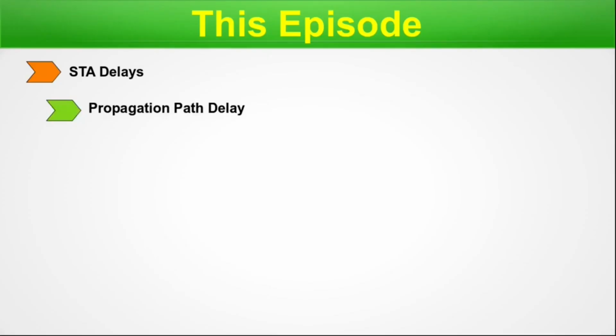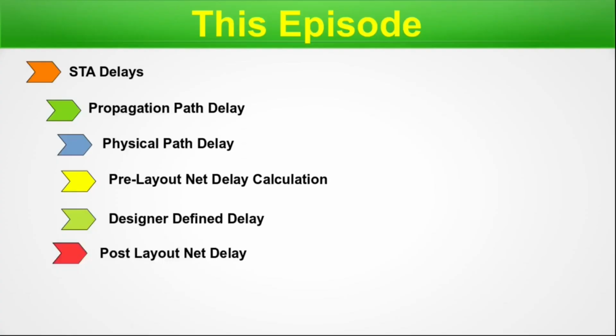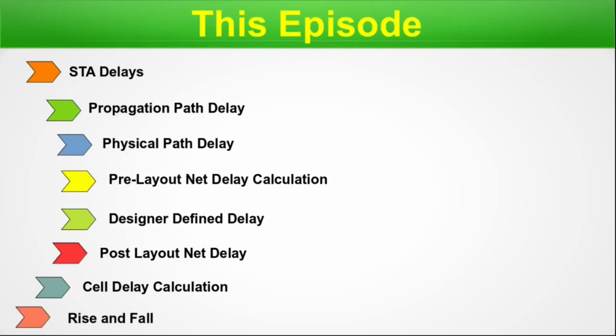So here goes our menu for today. First, we talk about STA delays. Next, we will talk about propagation path delay. We will explore physical path delay. We will talk about pre-layout net delay calculation. We will talk about designer defined delay. We will talk about post-layout net delay. Next, we will talk about cell delay calculation. Next, we will discuss rise and fall slew concept and an example from the .lib file. So this is the menu for today. Let's begin without any further delay.